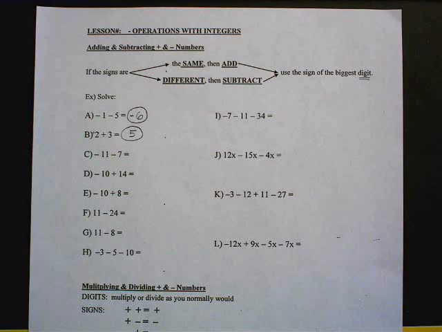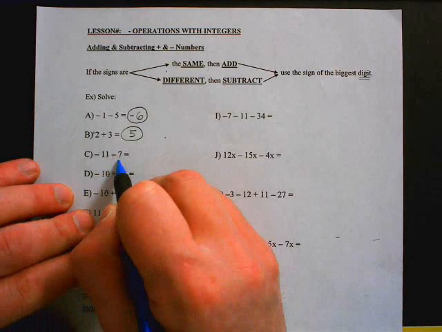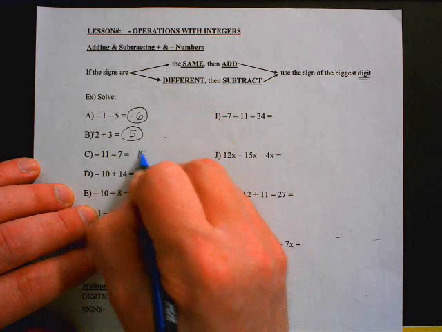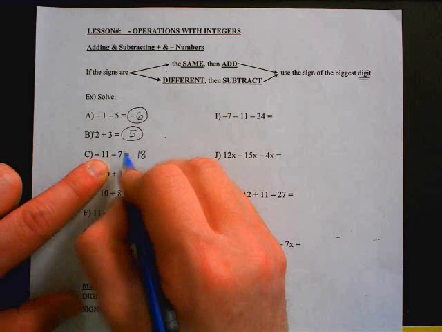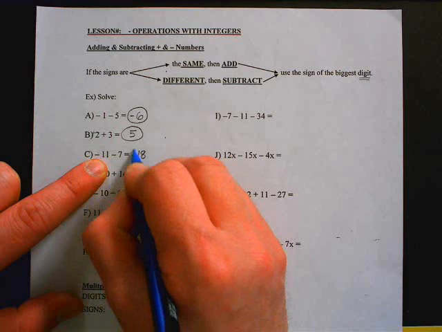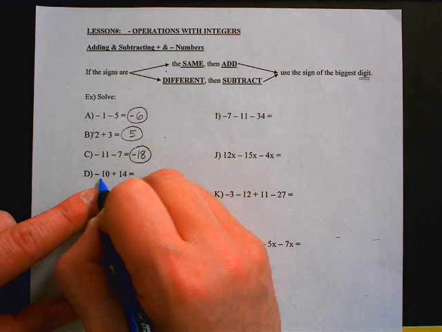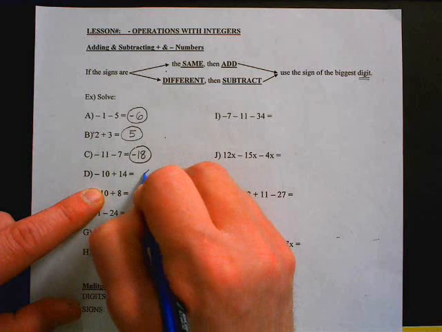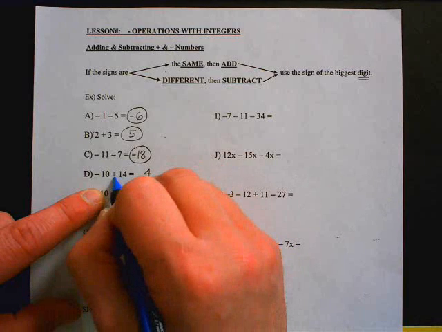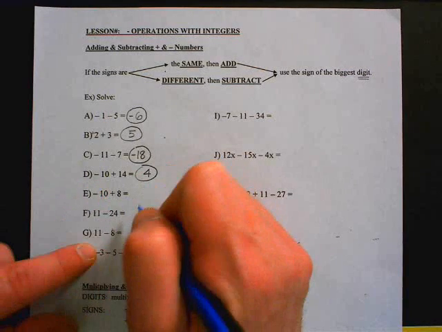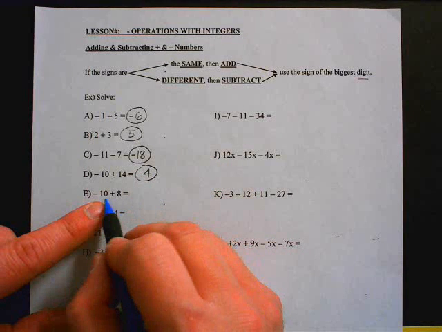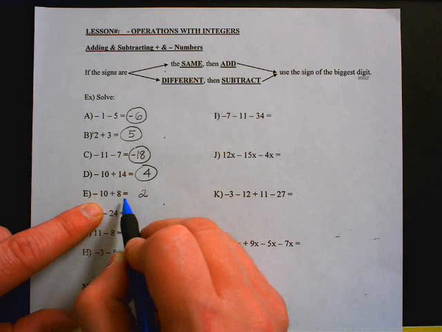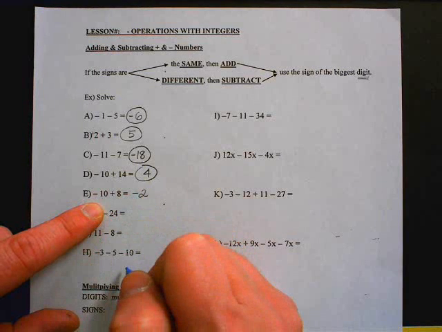Alright, let's keep going. -11, -7. Signs are the same, so we add, we get 18, and we use the sign of the biggest. The sign of the biggest is negative, it's 11, so it would be -18. Next one, -10, 14. Signs are different, so that means I subtract. 14 minus 10 is 4, and the sign of the biggest would be positive, so that's my answer. Next one, -10 plus 8. Signs are different, so you subtract, and it would be the sign of the biggest, so it would be a negative.